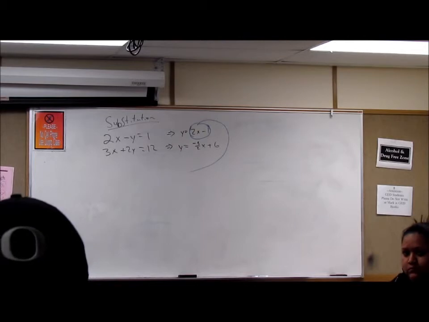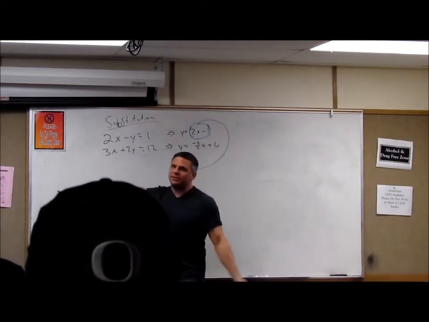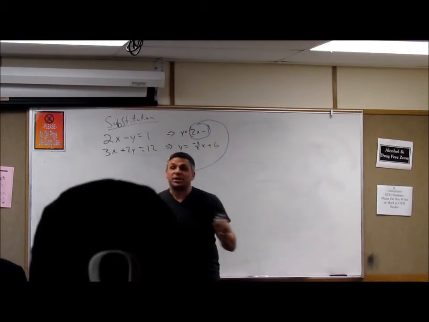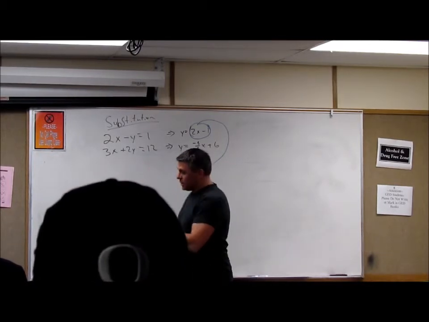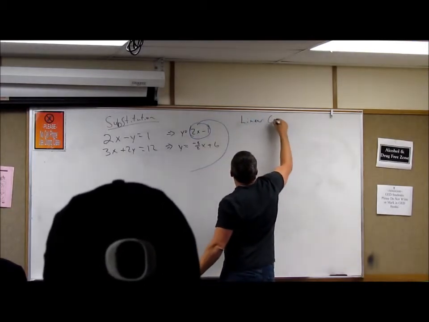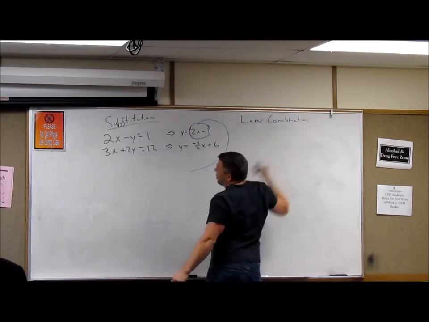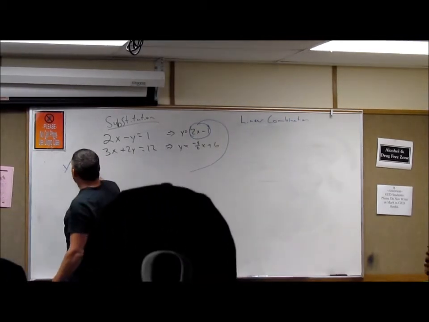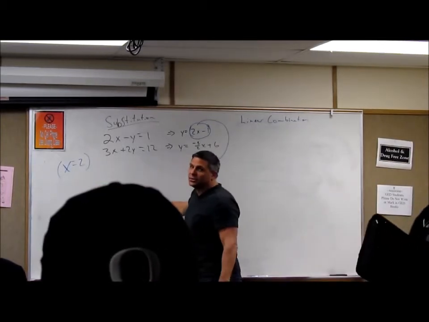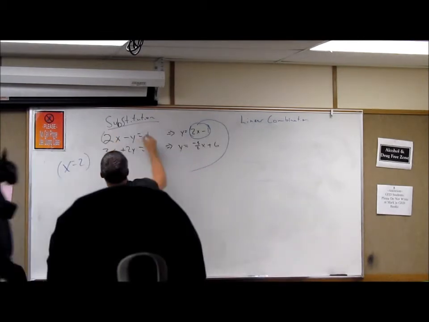So, linear combination. We said, what if it would have come out to be a fraction? That would suck. All right, then use linear combination instead. Okay. This is linear combination. I know that x equals 2, but I want to find what y is. So I'm going to get rid of the x. How?